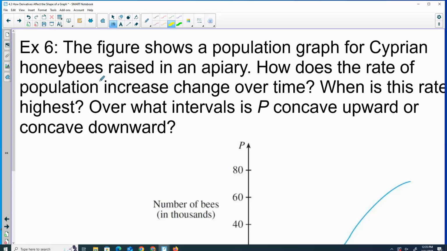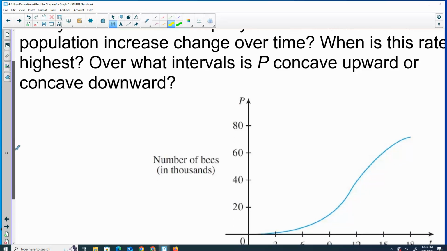So we're looking at a graph. This figure shows a population of honeybees. How does the rate of the population increase change over time? When is this rate the highest? Over what intervals is it concave up and concave down? So first let's address, how is this changing over time? What would you tell me?